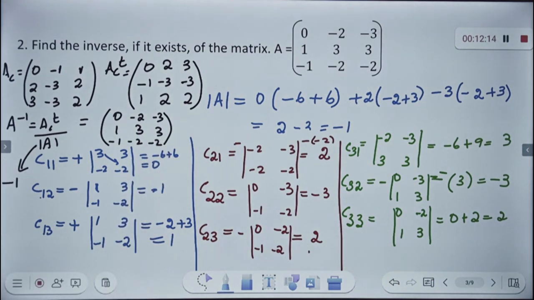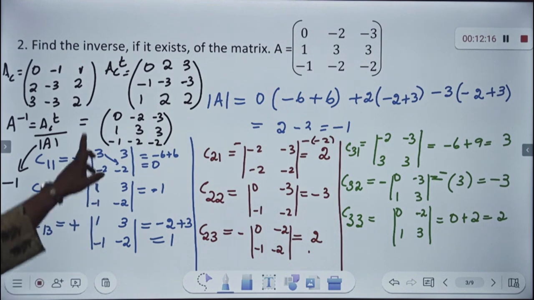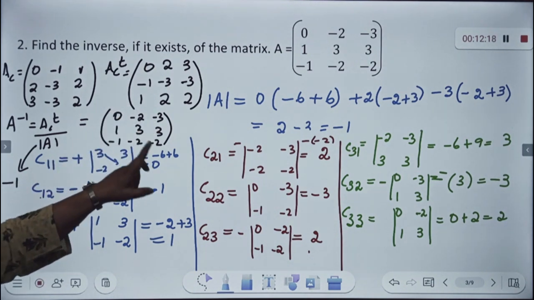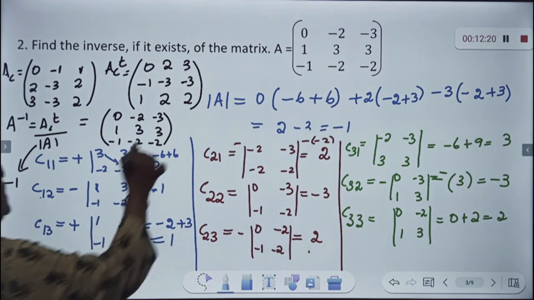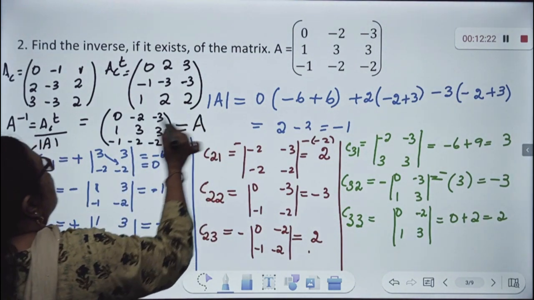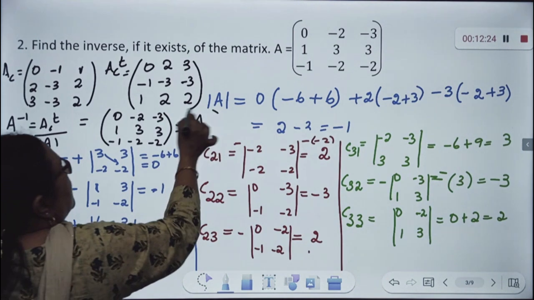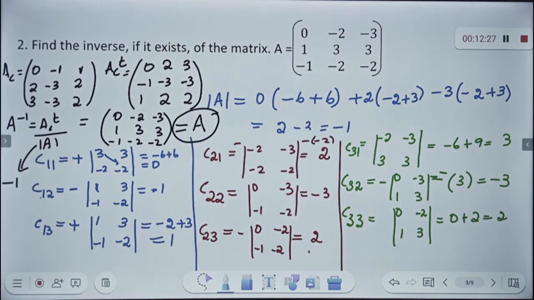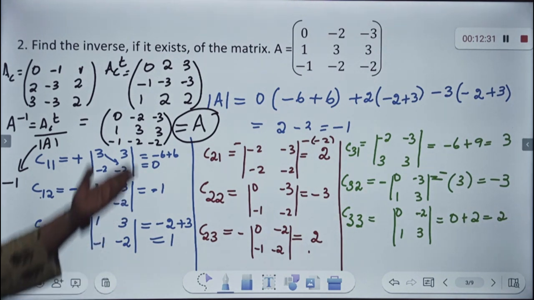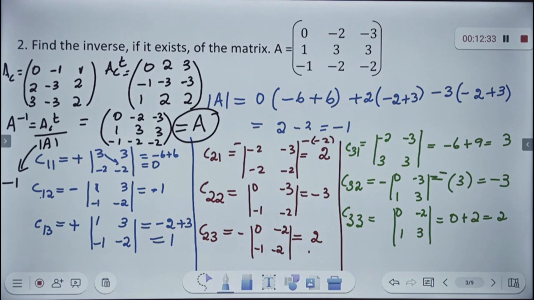So what is beautiful here? What do you observe? 0, minus 2, minus 3, 1, 3, 3, minus 1, minus 2, minus 2. A inverse is A. So that is what you observe. So it's an important observation. It doesn't happen for every case. But here beautifully for the given matrix, you observe that A inverse is A. Is it clear how to find the inverse?